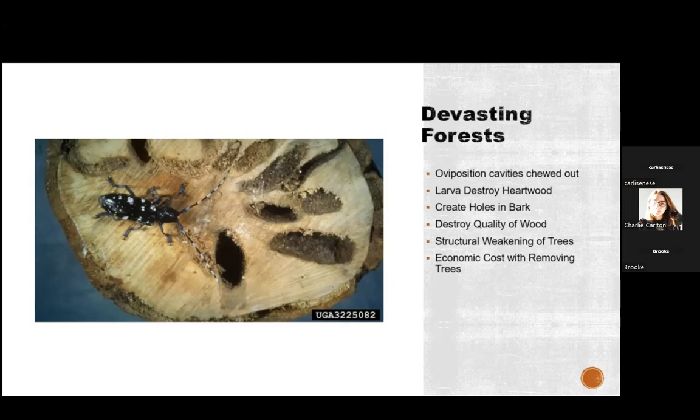What this does is this destroys the quality of the wood, meaning it can be not used for production or manufacture. This also weakens the structural foundation of the trees, and it's causing economic cost with removing the trees. Usually, trees are having to be removed from parks, and this is causing a lot of cost.